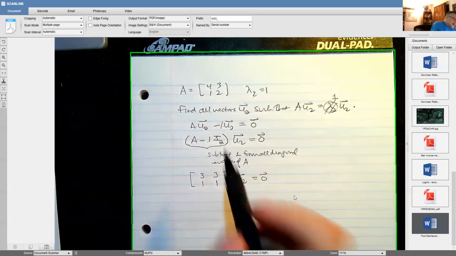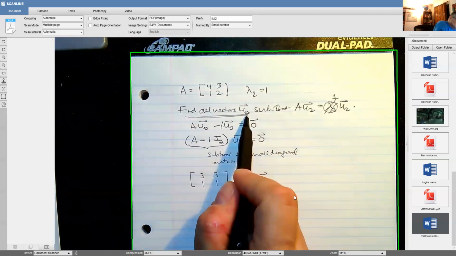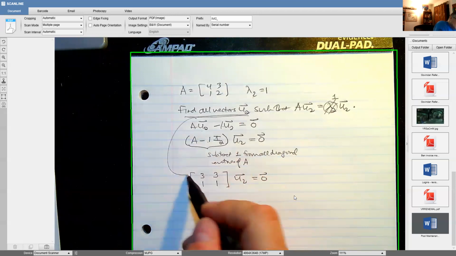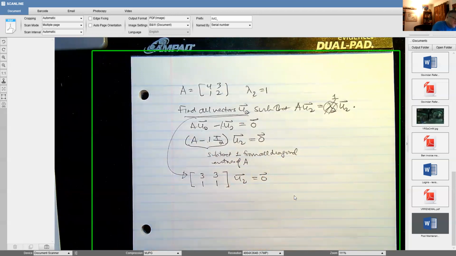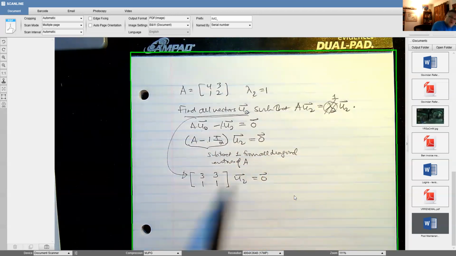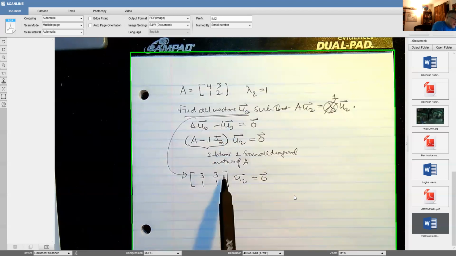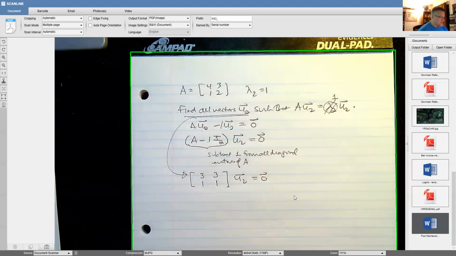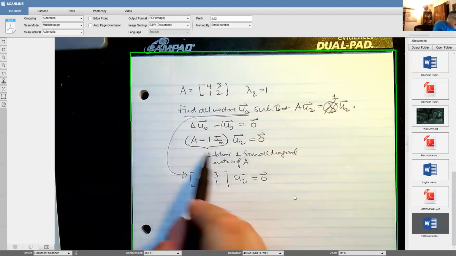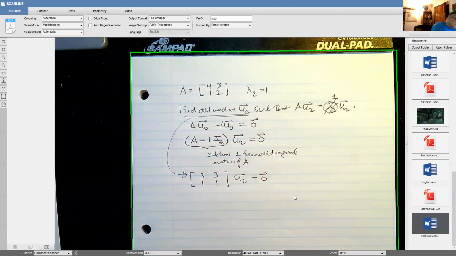All right, so I'm finding all the vectors U2 such that this happens, right? So you're finding the solutions of this homogeneous system. That means that the solutions U2 are in the null space of that matrix, just by definition. Go back to the definition of what a null space is, and you'll find that that's true, right? So I'm just applying that definition now to a matrix of that form.